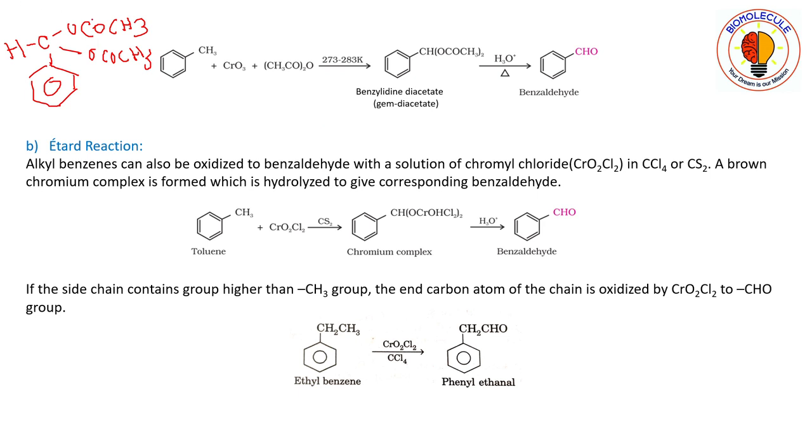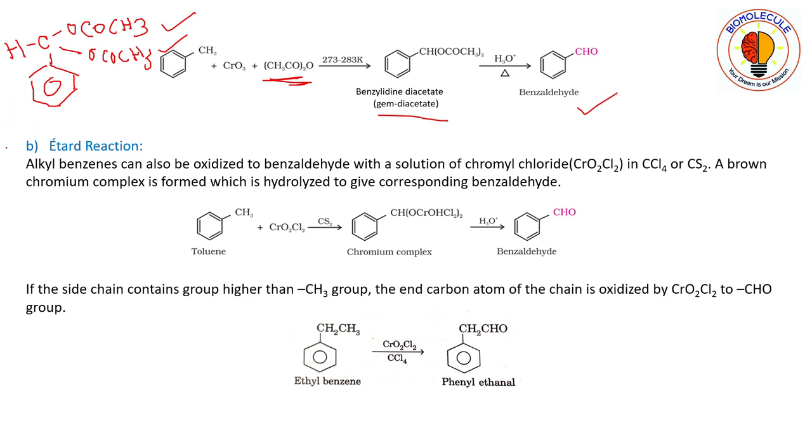So here you can see that the two acetate groups from acetic anhydride trap the aldehyde. Now you can see that the two acetate groups are present on the same carbon atom, so it is geminal diacetate, or you can say gem diacetate. Further hydrolysis of this gem diacetate gives you benzaldehyde.